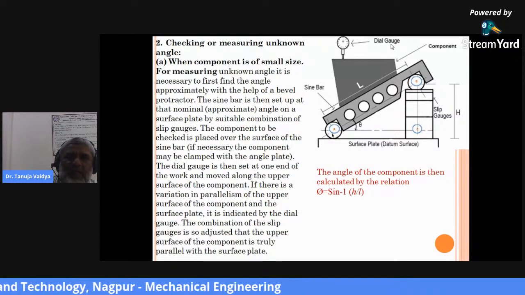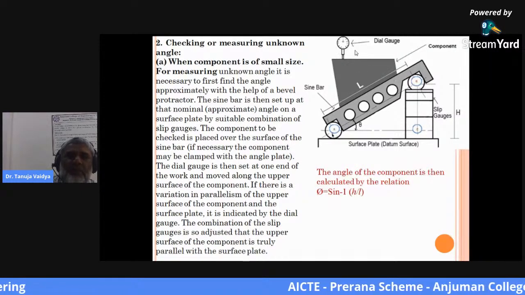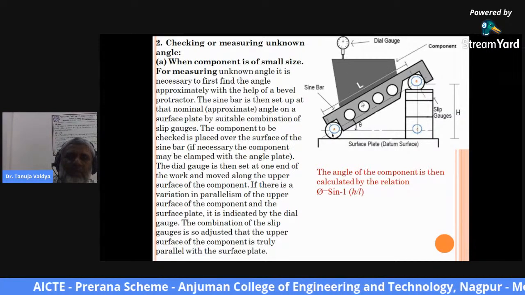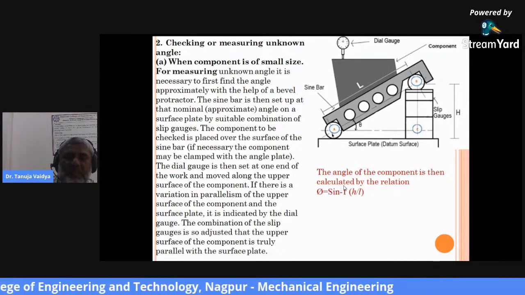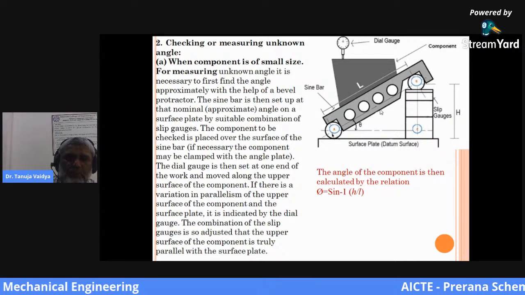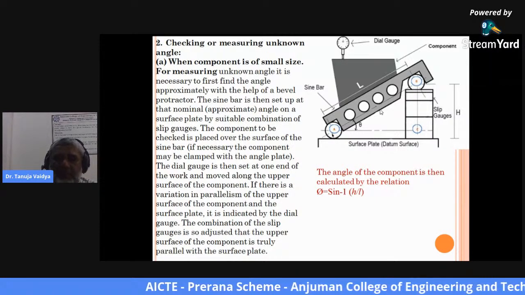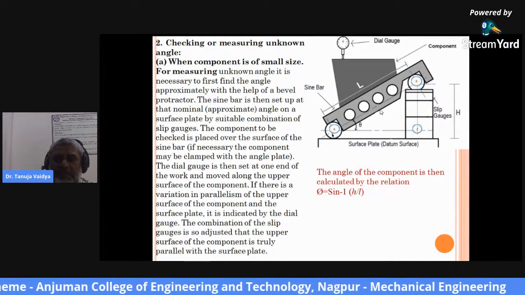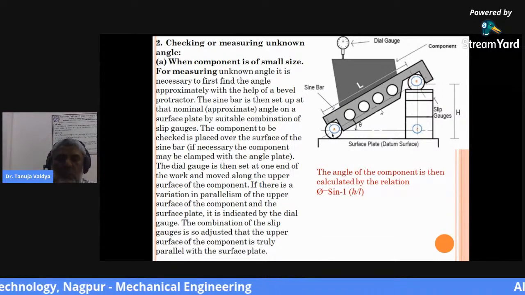So with the help of the dial gauge and a component which will be placed on the sine bar, you will be able to measure the angle of the particular component, with the help of theta equal to sine inverse of height upon length. Length is nothing but the distance between the two rollers. In this way, you can very easily check the angle, or if you know the distance, then you can find out the angles, and if you have the angle, then you can find out the distance between these two points.